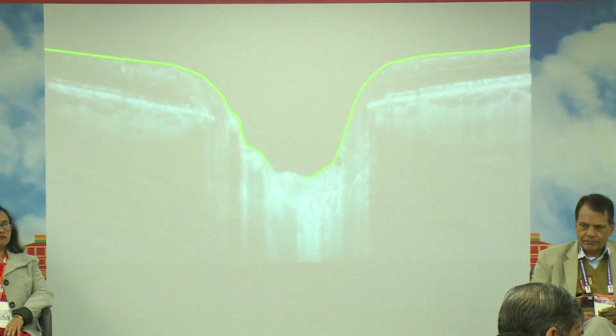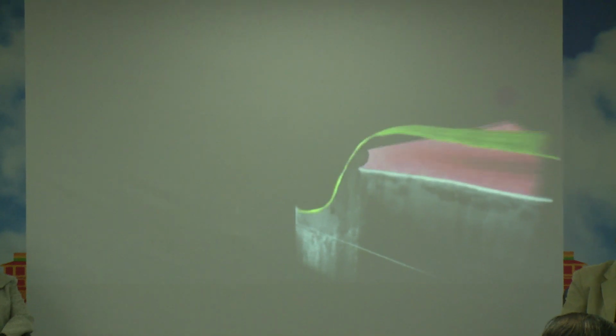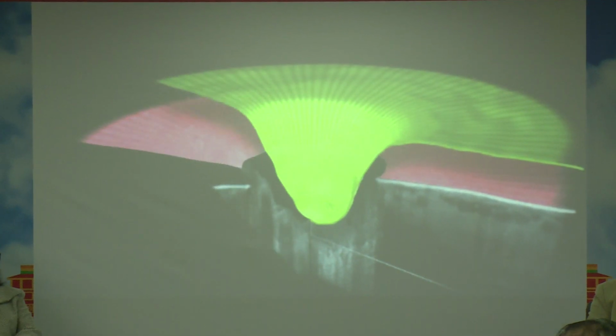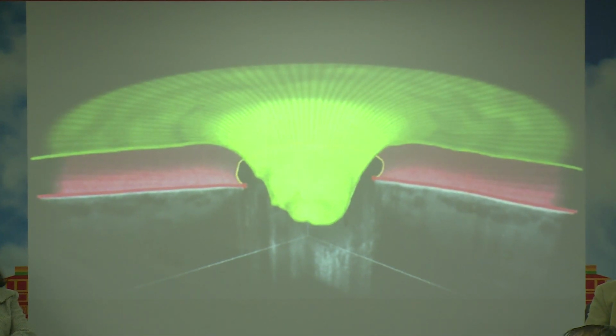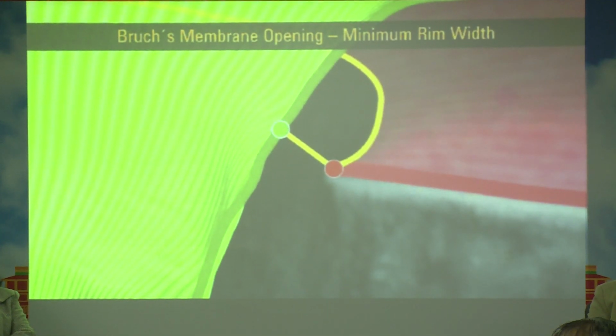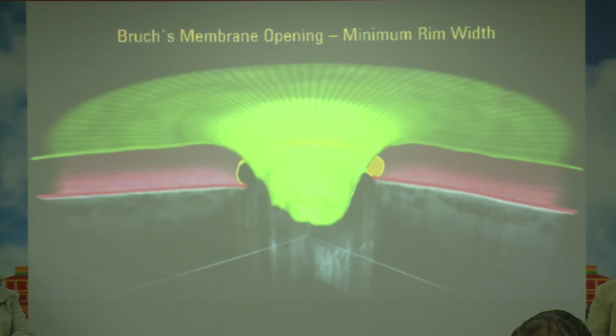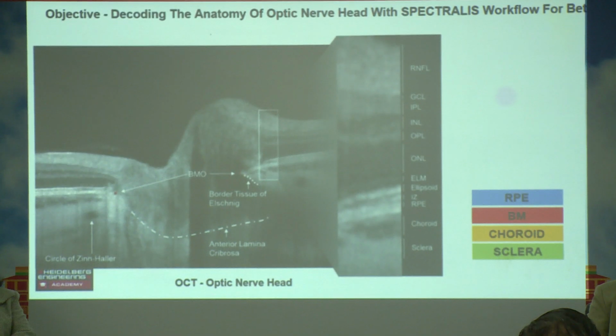The green line is the internal limiting membrane, and the red line is the Bruch's membrane, and the red dot here, as you can see, is the Bruch's membrane opening. Once the segmentation of the internal limiting membrane and the Bruch's membrane is done, and the red dot, the Bruch's membrane opening, is marked, we can see a yellow line going through, which is the Bruch's membrane opening minimum rim width. That is the smallest distance between the internal limiting membrane and the Bruch's membrane opening. So this is what is currently revolutionizing OCT interpretation.